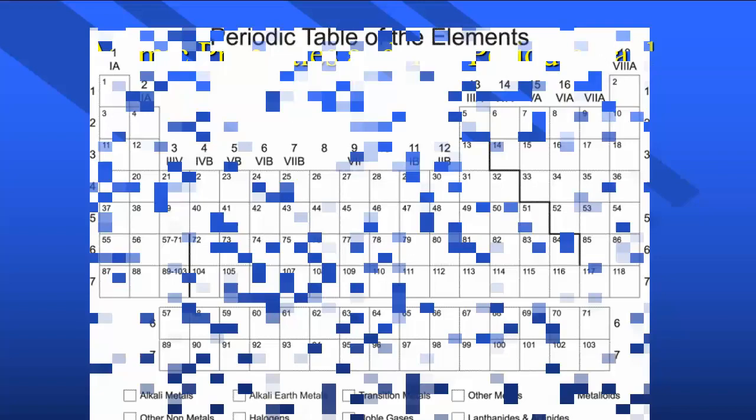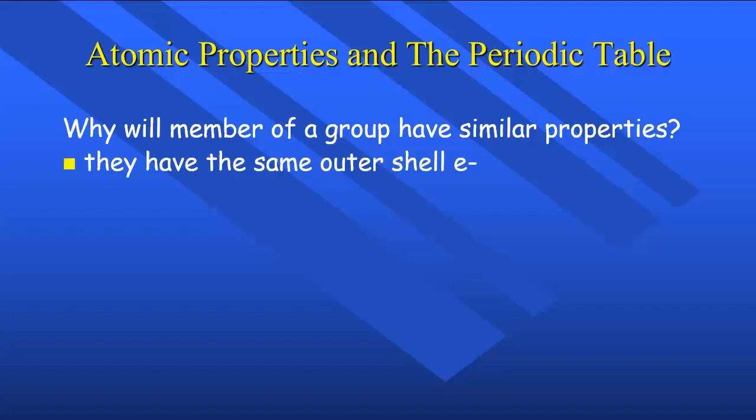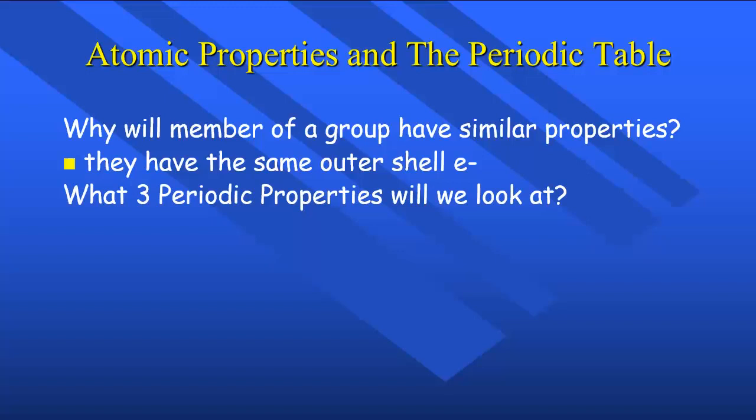So, why will members of a group have similar properties again? I just said it. They have the same outer configuration. Okay, we're going to look at three properties that demonstrate patterns.